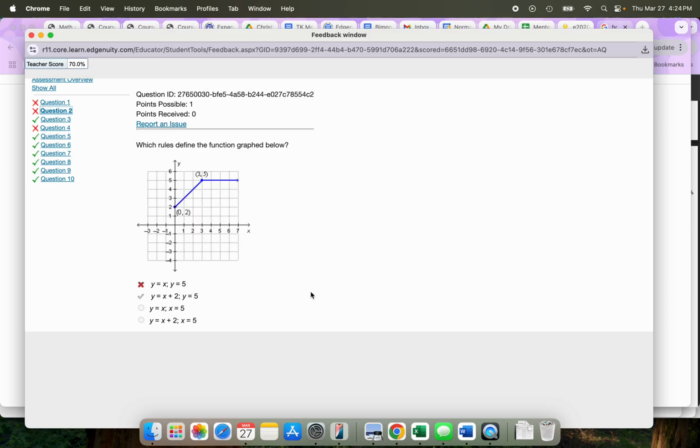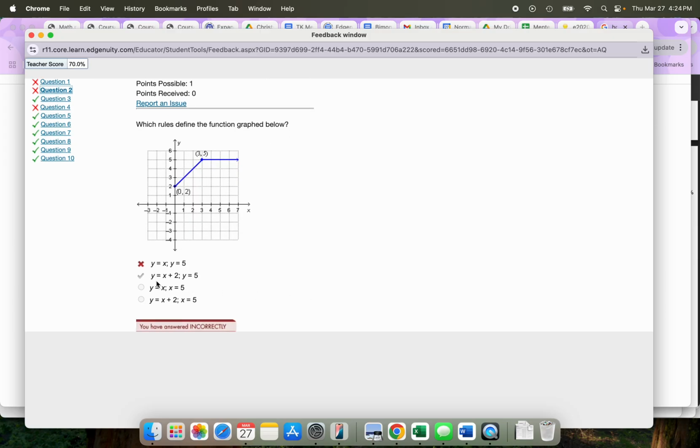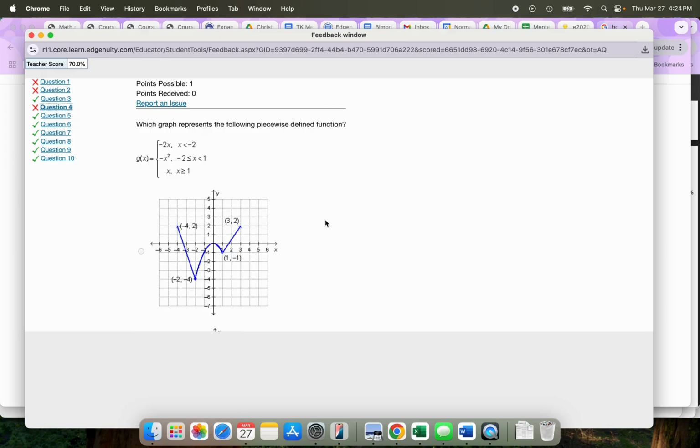Okay, which rules define the function below? So it should be y equals x plus 2, y equals 5. And the way that I solve these is I just choose a value on the line and plug it in, and if it works, if it's true, then that is the option.